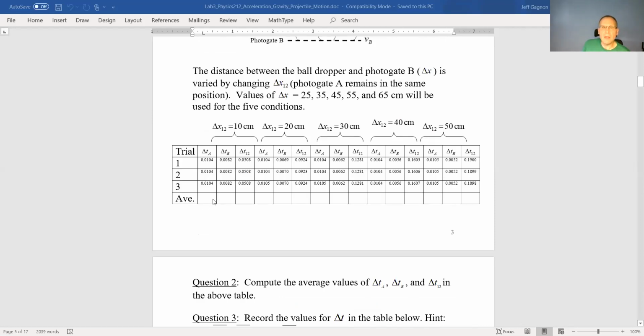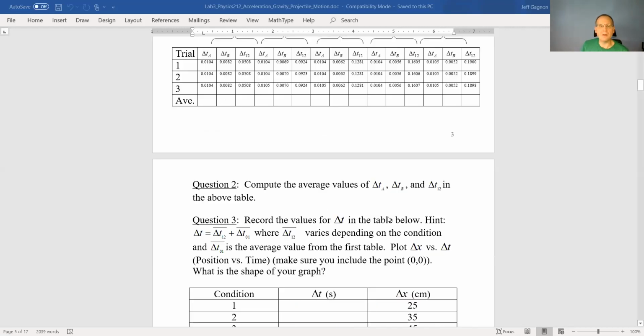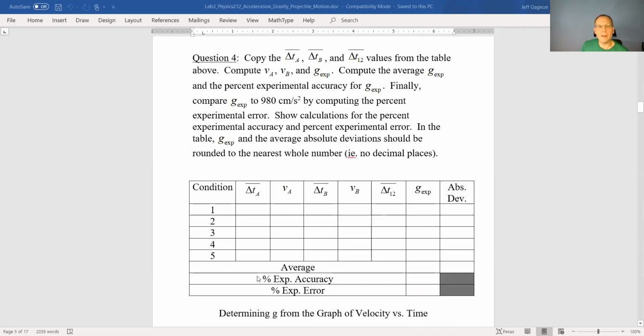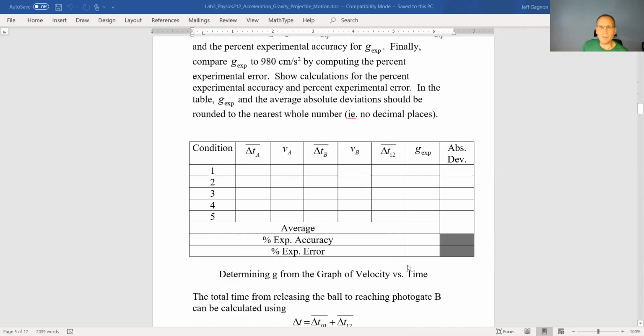So this is the average delta TA for the first condition. This is the average delta TA for the second condition, for the third condition, and so on. This would be the average delta TB for the first condition, for the second condition, and so on. So those 15 values, you're just recording again in this table, okay, in these columns right here.